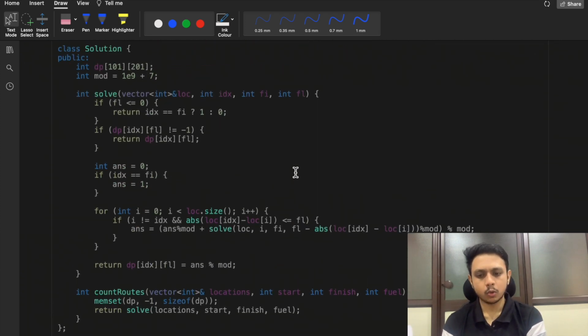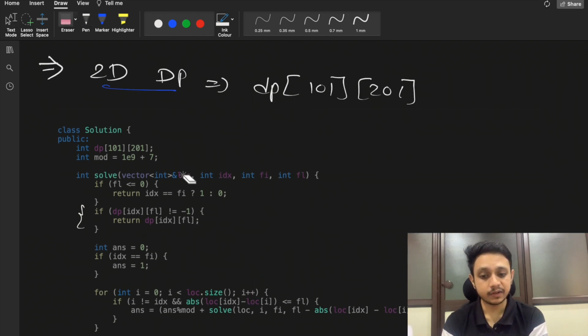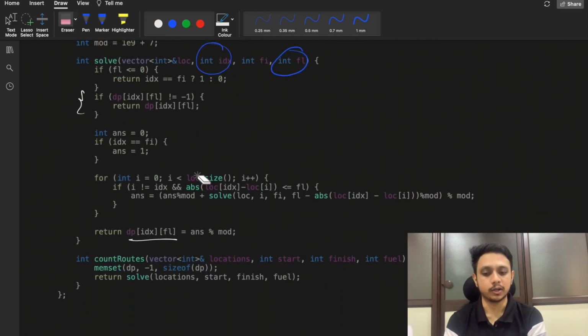And now the code remains the same. The only thing we would add here is this if condition, that if we already formed the answer in the past, then directly return the answer, and else store the answer for the current state. See, the state is defined by these two changing variables. If you see, this is a state where index equals 0 and fuel equals 5. So the state in this recursion tree is defined by the index as well as the fuel. So we need to store these two elements only.